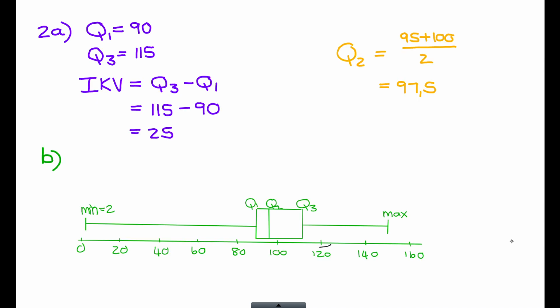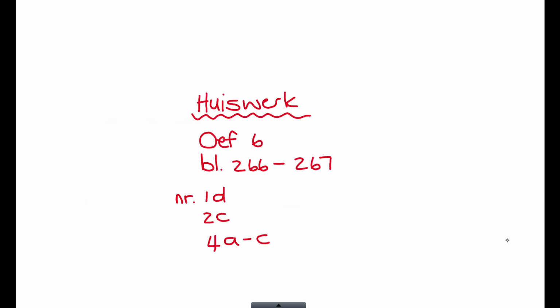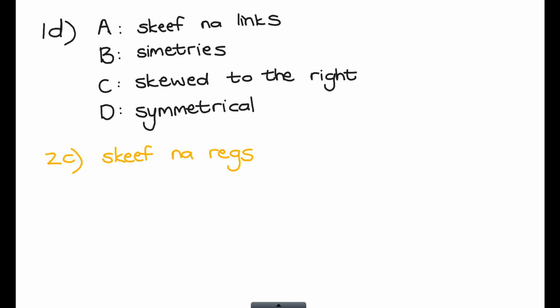Okay, goed. So daar gee ek gou-gou weer vir jou die antwoorde. A is skew to the left, B is symmetrical, C is skeef na regs, en D is symmetries. Merk gou daar.